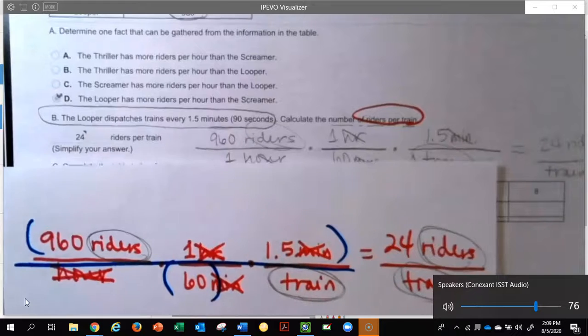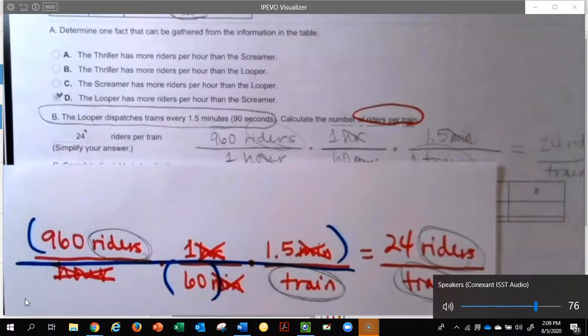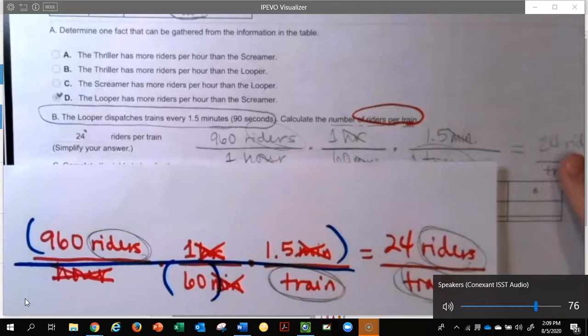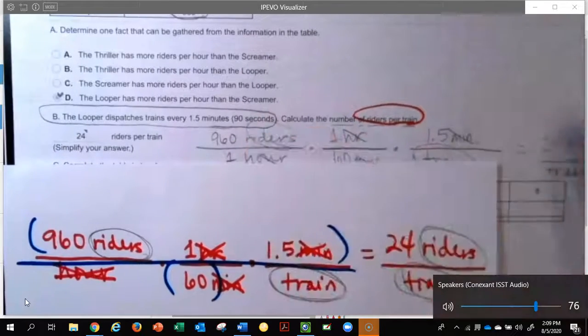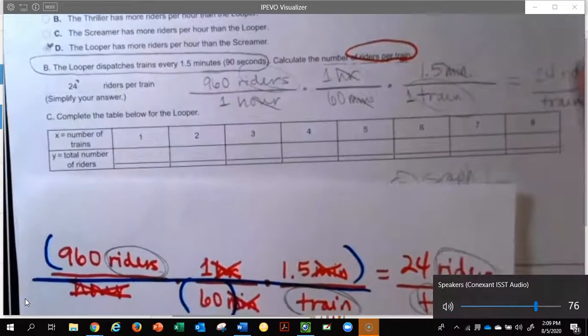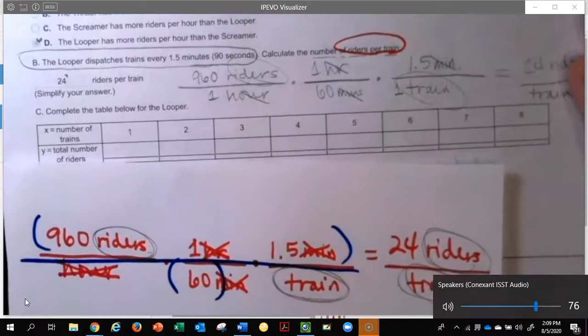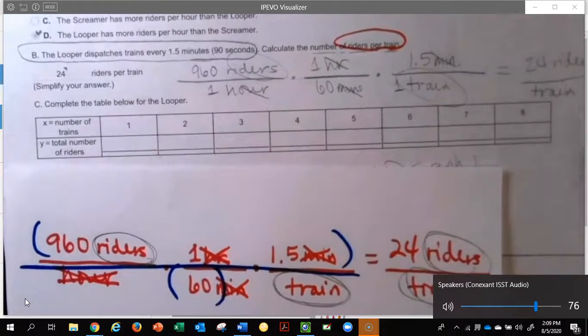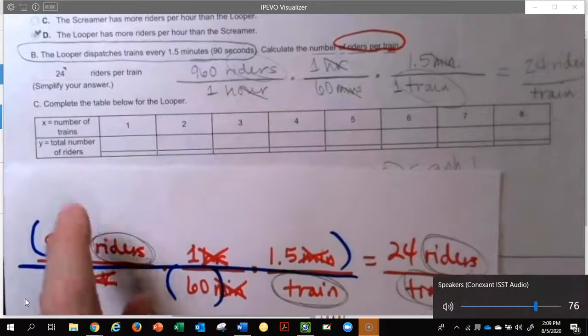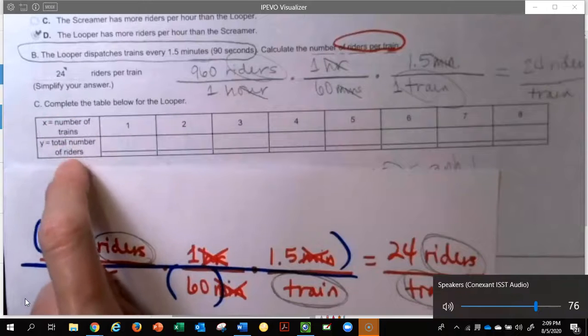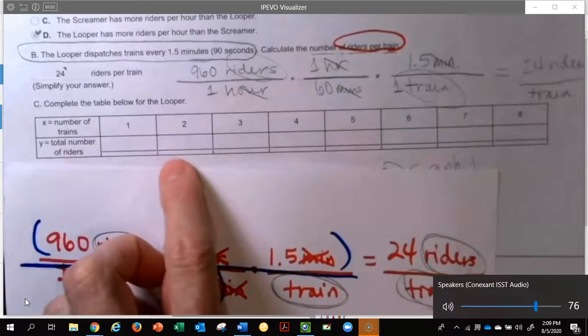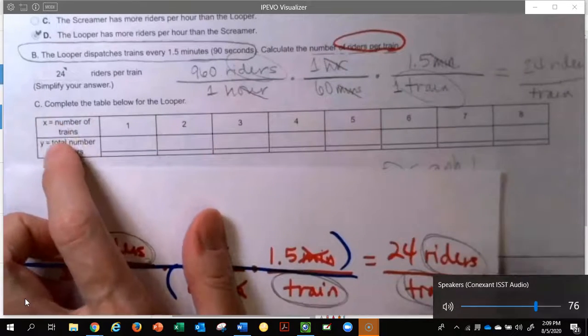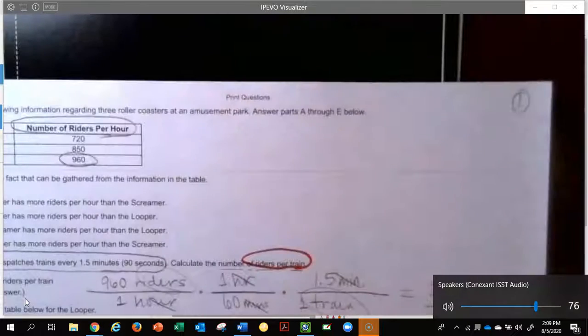Think on this and even practice setting it up by yourself without looking at the video or your notes. But there were more pieces, and I wanted to keep going. This was her question, but I want to keep going because then it starts talking about a table. And it's a table for the looper. And so it talks about number of trains and the number of riders. And it's even going to tell me that X is the number of trains.